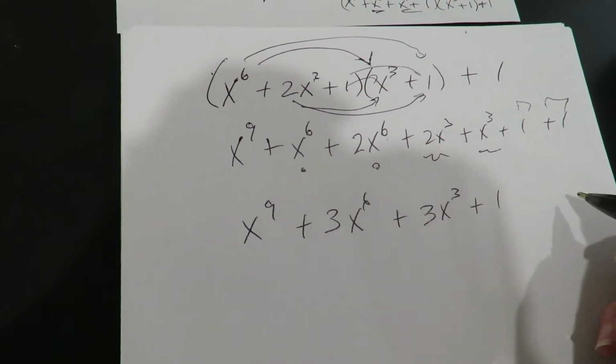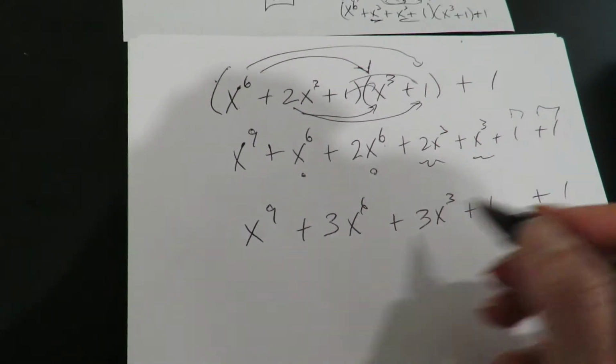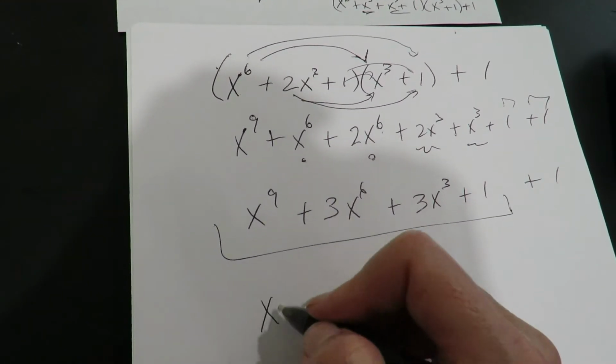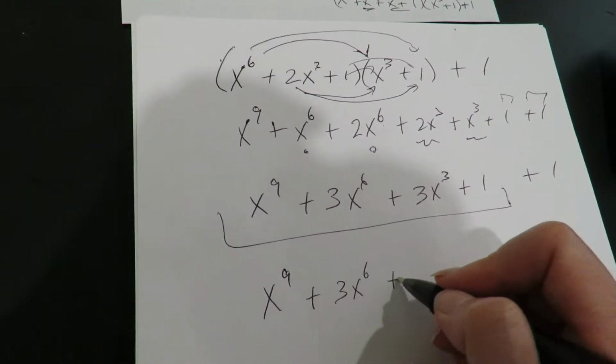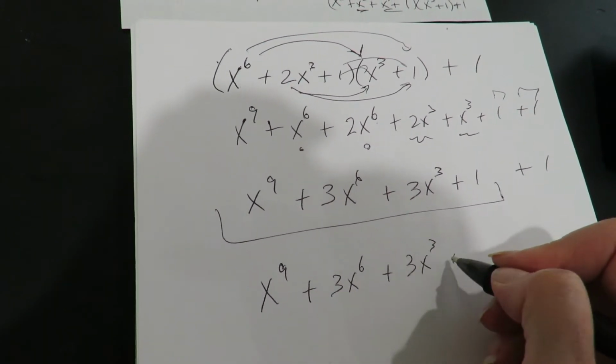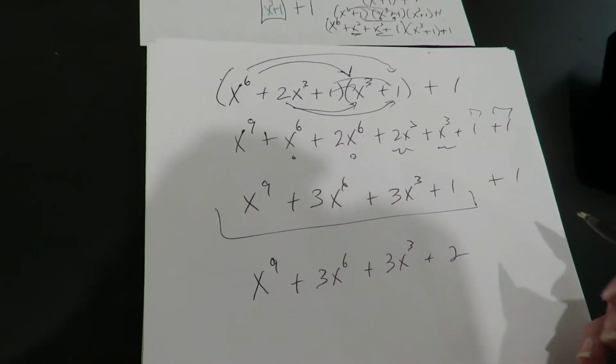So if you use the formula, you would first get this. If you use the formula, this would be off of the formula. And then at the very end, you have to add the extra 1. Which would add to 2.